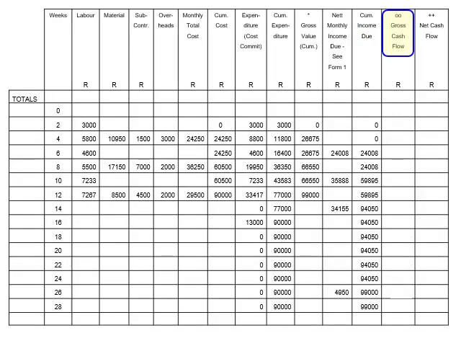Next, we need to determine the gross cash flow. Gross cash flow is the money available, at a certain point in time before receiving a progress payment, or revenue. We shall use the amounts in 2 columns to determine the gross cash flow. These are the cumulative expenditure column, and cumulative income due column.